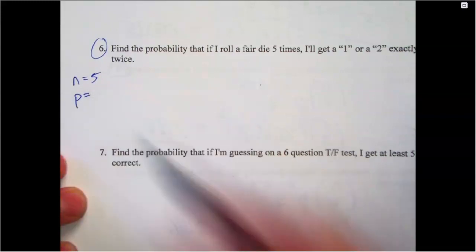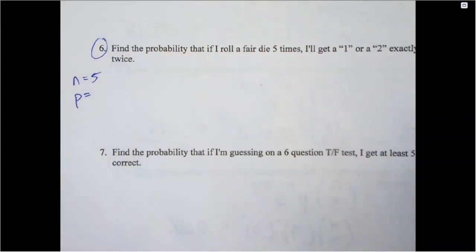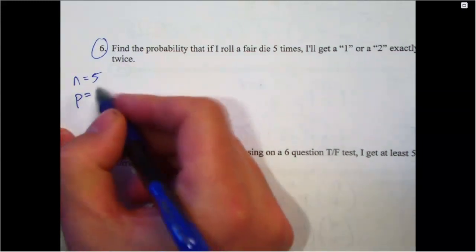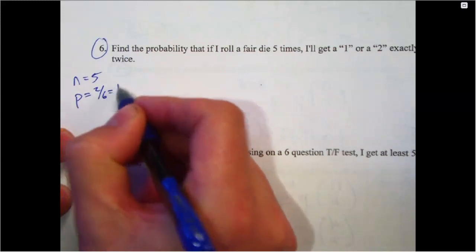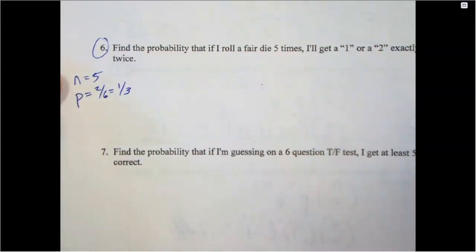When you do the probability for this one, let's make sure we're all on the same page. What's the probability that I get a 1 or a 2? 2/6 or 1/3. Put one of those 2 things. Don't put 0.33. Because if you round it and then start raising it to powers, it rounds more, and you get further and further away from the true answer.